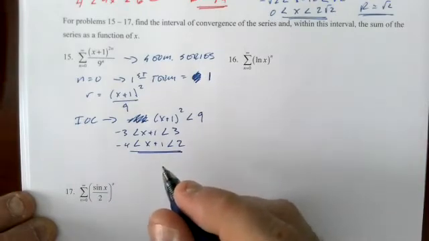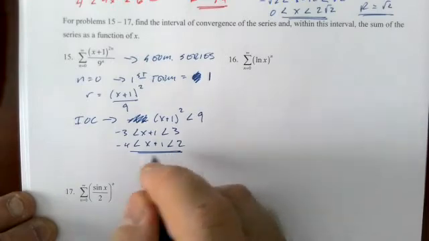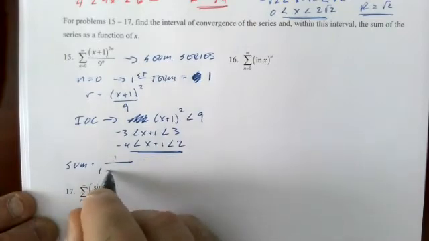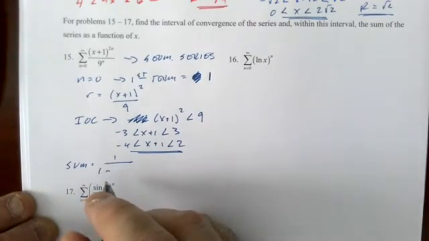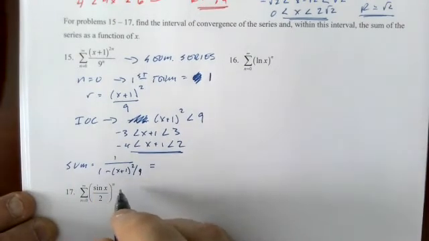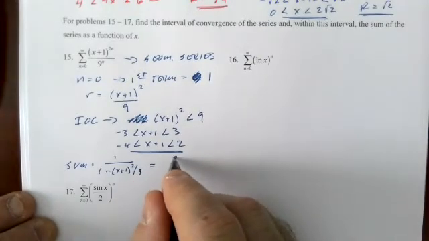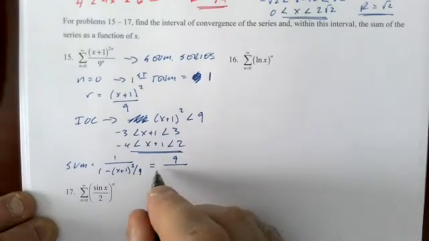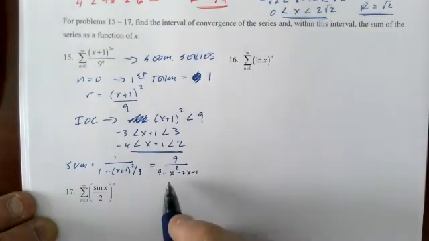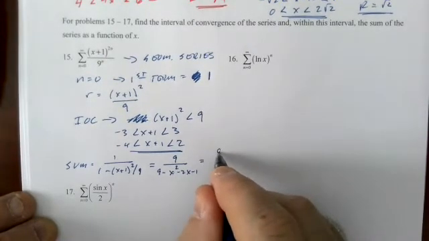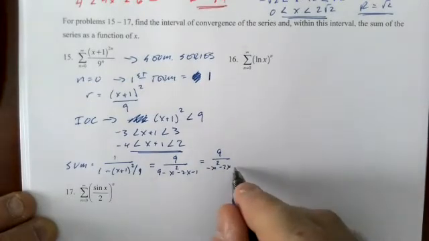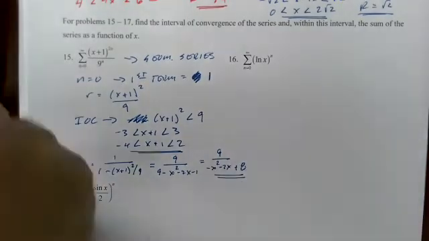Does it ask for the radius of convergence? It does not. If I wanted to, I'd write r equals 3. And then the sum, 1 over 1 minus x plus 1 squared over 9. 9 over 9, flip it, we end up with 9 over 9 minus x squared minus 2x minus 1, distributing the negative, equals 9 over negative x squared minus 2x plus 8. Tricky stuff.